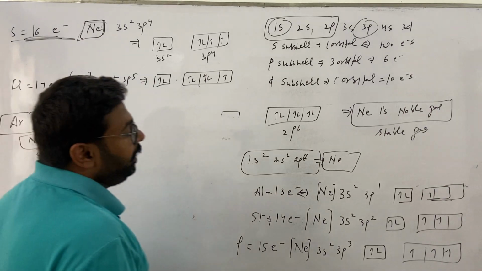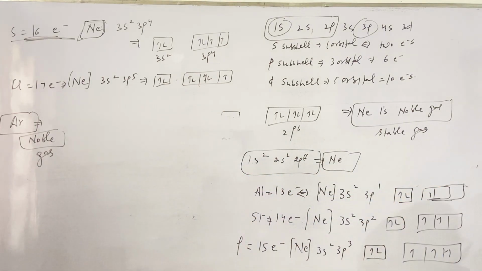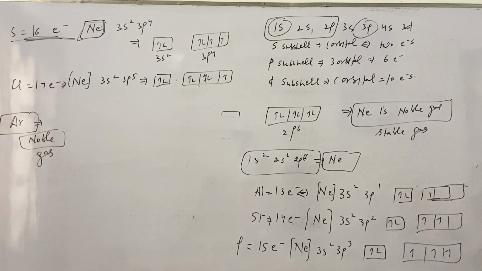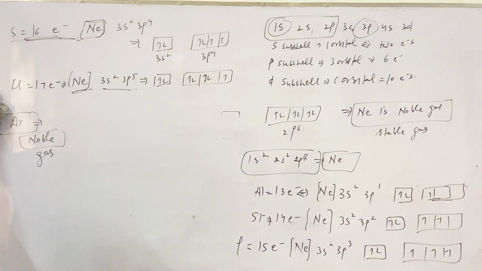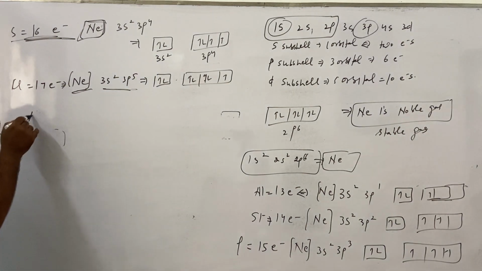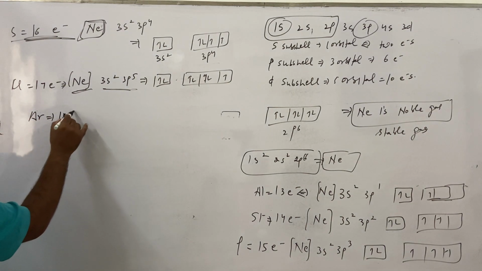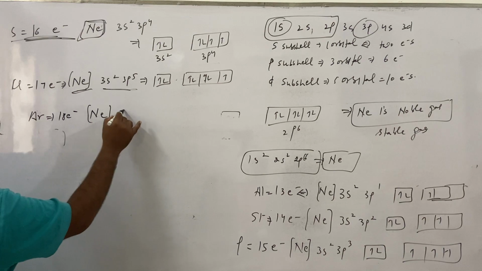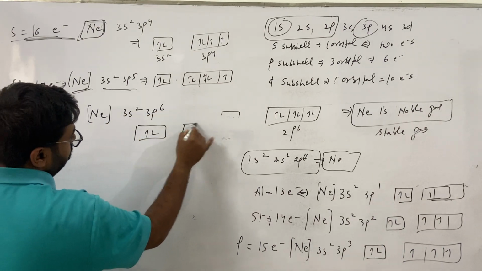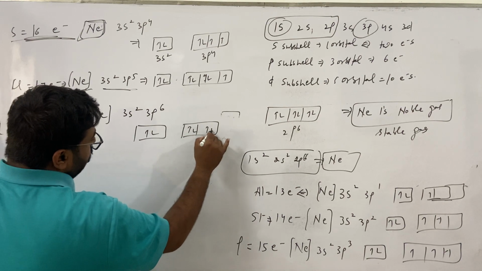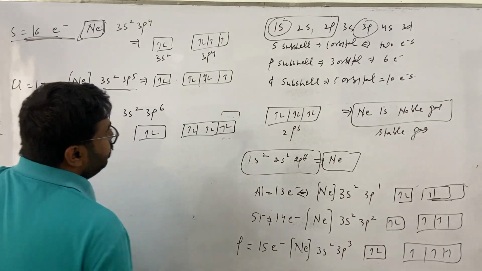Up to 10 there will be neon and after that 3s2 and 3p4. The next one is chlorine. So chlorine, how can we write it? We can write it as neon 3s2 3p5. And how can we write argon? We can write it as an 18 electron system, neon 3s2 and 3p6. That means the octet is complete. So what is the octet? We will study that in the chemical bonding chapter.